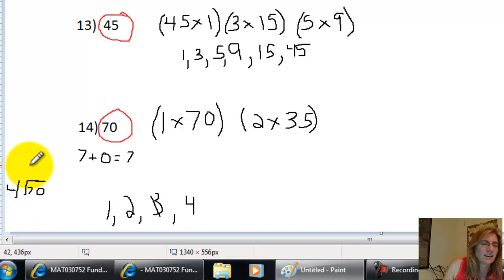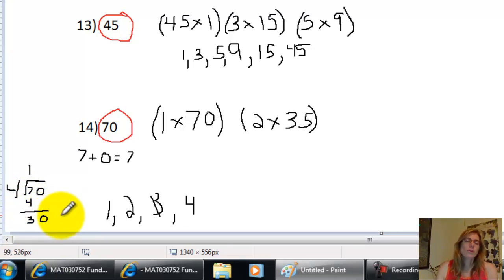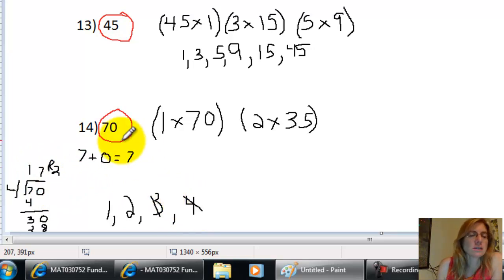4 into 7. Here's 1 times 4, minus 3. 4 into 30? No, because 7 times 4 is 28, and 8 times 4 is 32. So 4 does not go into 30 or into 70 evenly. You will end up with a remainder. So no, 4 does not go evenly into 70.